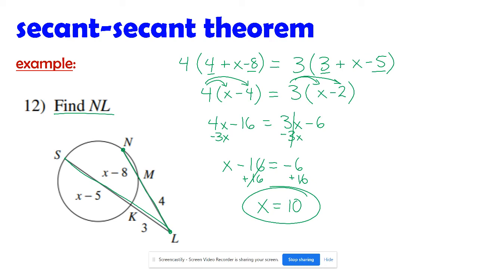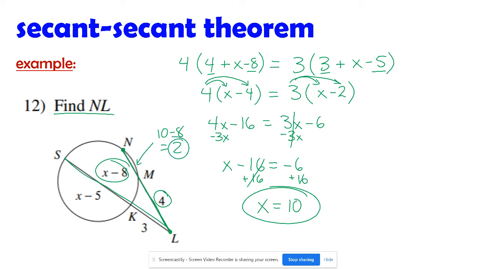So speaking of plugging in, we've got a little more work to do here because we're not just finding x, we're finding NL. So NL, this line segment that we've already looked at here, is made up of 2 parts. We have the 4 and we have the x minus 8. And now that we know what x is, that it's 10, we can figure out that x minus 8 would be 10 minus 8, which would be equal to 2.